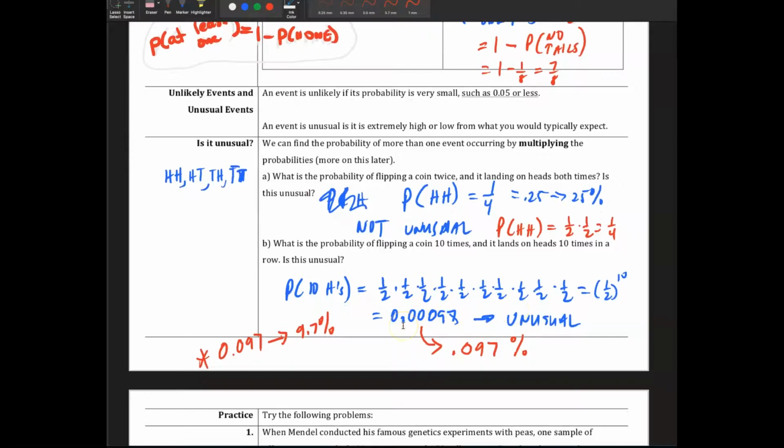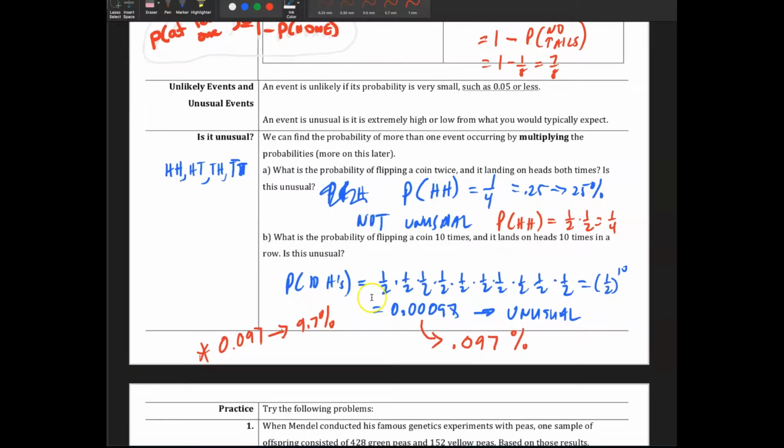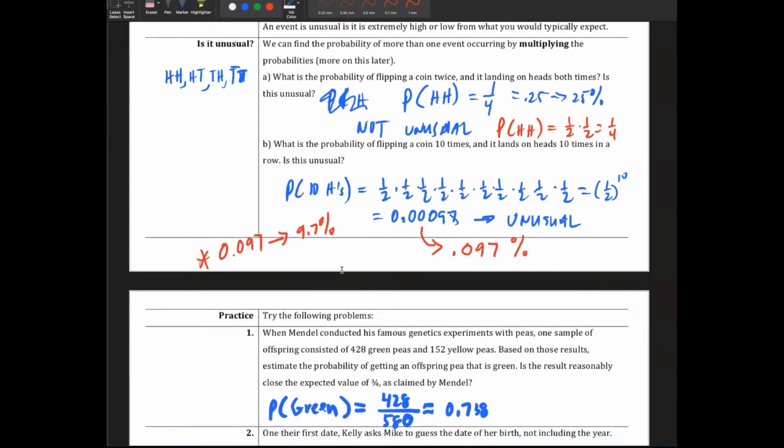We say it's unusual. Here's the example of the sample distribution of flipping a coin twice. What's the probability of getting 2 heads? 1 out of 4. That's not unusual. How about getting 10 heads in a row? The way that's calculated, and we'll learn more about this, is just multiplying 1/2 ten times. So it would be unusual if you flip 10 heads in a row.